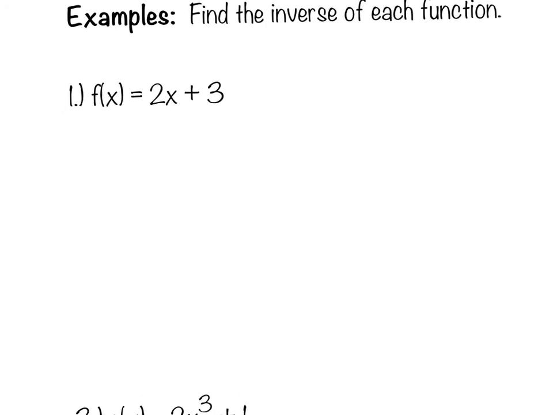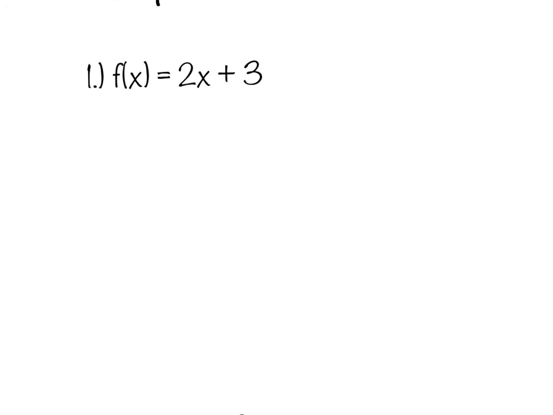So remember what I said. We know that functions are inverses of each other if the x's and y's switch. So if I just have one function like this, I can figure out its inverse by simply changing the x's and y's around. So f of x, we know, is the same as just y. It's y equals 2x plus 3.